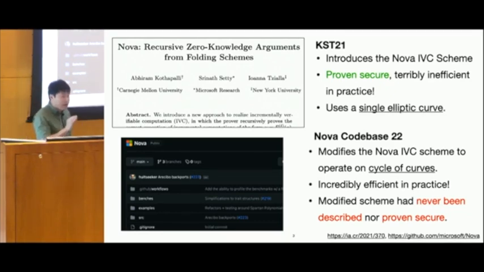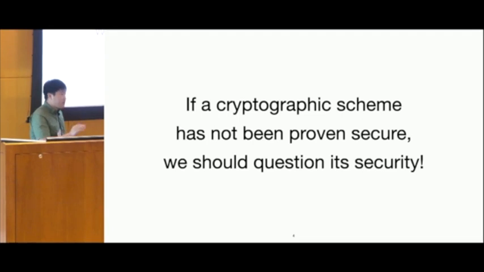However, there was a big caveat in the sense that the modified scheme had never been formally written down nor proven secure. And because Nova attracted a lot of interest as a potential method to implement zk-VMs, this was a critical or potentially critical issue. It turns out that the modified version of Nova had a significant soundness vulnerability. And so the motif of this talk is that if a cryptographic scheme has never been formally written down nor proven secure, we should definitely question its security as cryptographers, but also as implementers.